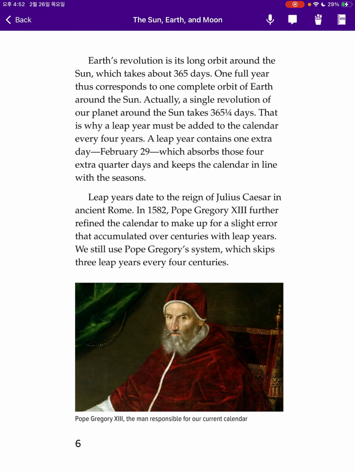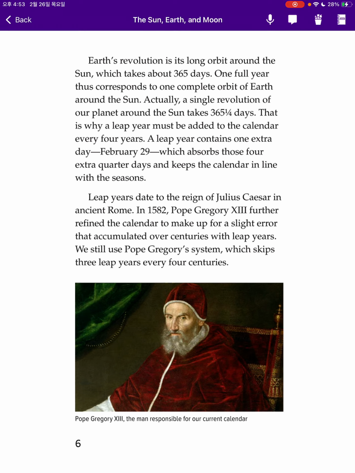Earth's revolution is its long orbit around the Sun, which takes about 365 days. One full year thus corresponds to one complete orbit of Earth around the Sun. Actually, a single revolution of our planet around the Sun takes 365 and a quarter days. That is why a leap year must be added to the calendar every 4 years. A leap year contains one extra day, February 29th, which absorbs those 4 extra quarter days and keeps the calendar in line with the seasons.